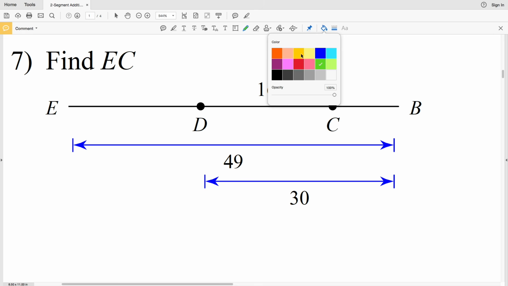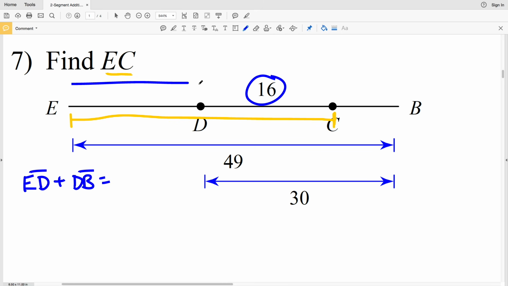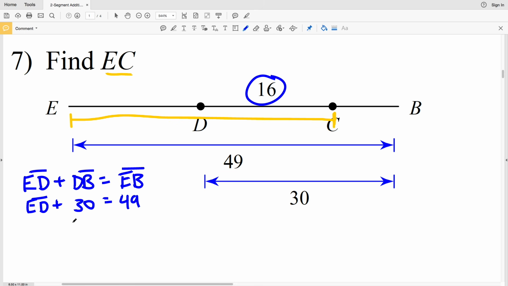Number 7 asks us to find EC. We're given DC, we're given EB, and we're given length DB. In order to solve for this, I'm going to start by figuring out length E to D. So segment ED plus segment DB is going to equal the entire length, so ED plus DB will equal E to B. Now I'll plug in what I know. I do not know ED, however I know DB is 30, and I know the length of segment EB is 49. So I'll subtract 30 from both sides to get that segment ED is equal to 49 minus 30, which is 19. So E to D is 19.